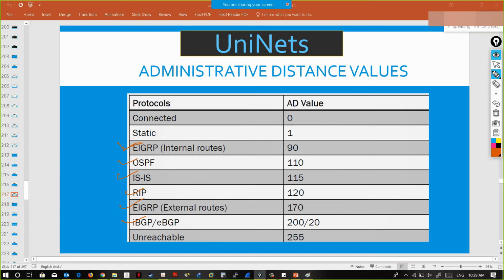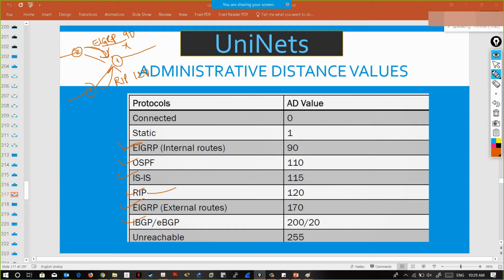So now, my EIGRP is telling me, through EIGRP, my R1, R2, R3. My R2 is telling R1 through EIGRP that you can reach X, right? My AD value for EIGRP is 90. My R1 from R3 is getting information through RIP. AD value is 120, right?